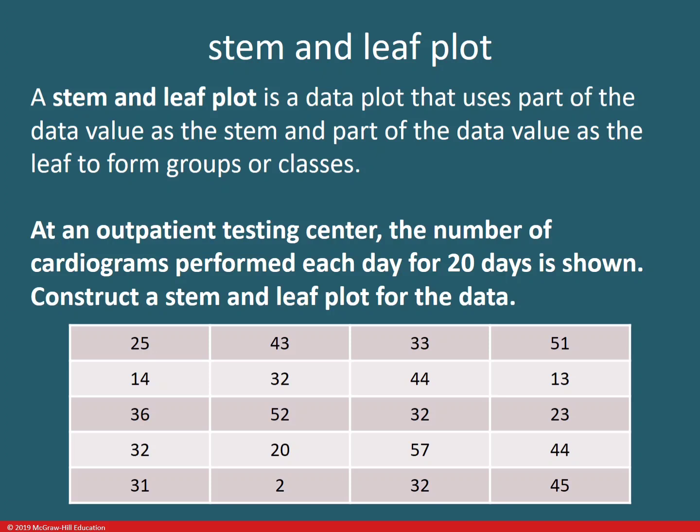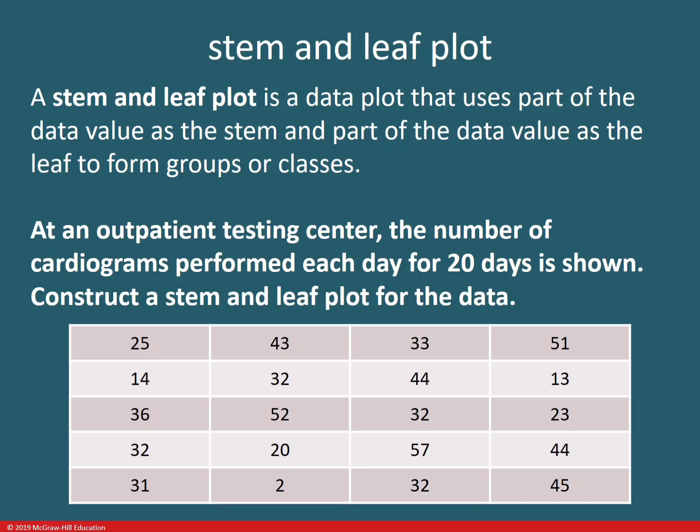All right, a stem and leaf plot. A stem and leaf plot is a data plot that uses part of the data values as the stem and part of the data values as the leaf to form groups or classes. So at an outpatient testing center, the number of cardiograms performed each day for 20 days is shown. Construct a stem and leaf plot.